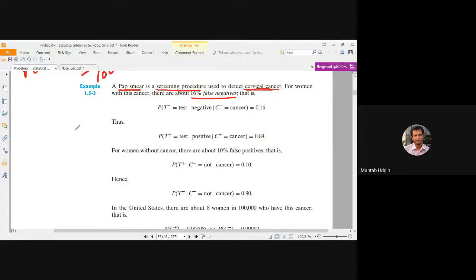Actually, false negative means it's showing negative, but actually it was true. Like, say, C plus means cancer present. But false negative means the test will show negative. Cancer is positive, but the test shows it's negative. নেগেটিভ। আমার রোগ আছে কিন্তু আমাকে টেস্ট কি বলছে? রোগ নাই। You understand? জি স্যার। Okay. So you can see this is false negative.